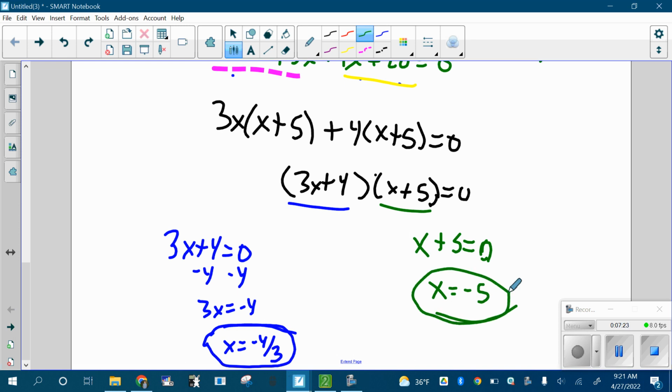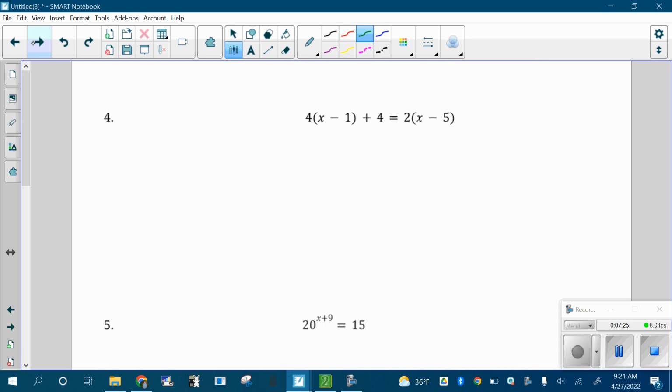Cool. Okay, moving forward. Flip the equation here. There's no x squareds, there's no square roots, there's no fractions, there's nothing fancy. This is a linear equation. Okay. I'm going to distribute, combine like terms, move it all over. Not too bad. 4x minus 4 plus 4 equals 2x minus 10.